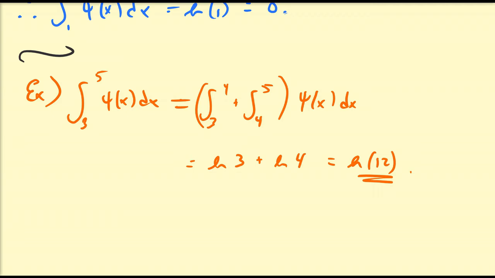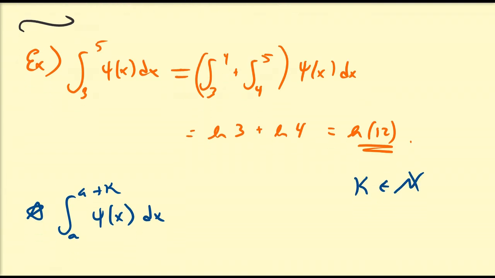And of course you can extend this to any integer, I guess, right? So here's an exercise for you if you want. Let us assume we have the integral from a to a plus some constant k, right? So what is that going to be equal to? And let's assume that k is a natural number.